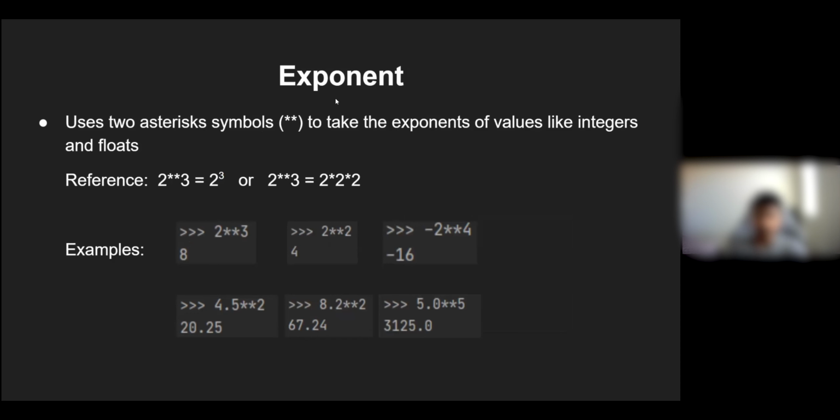Next we have an exponent. We can use 2 star signs, so if we did 2 star star 3, we'd get 2 to the power of 3, or 2 times 2 times 2. So we get 8, and 2 to the power of 2 is 4, and negative 2 to the power of 4 is negative 16, and 4.5 to the second power is 20.25.